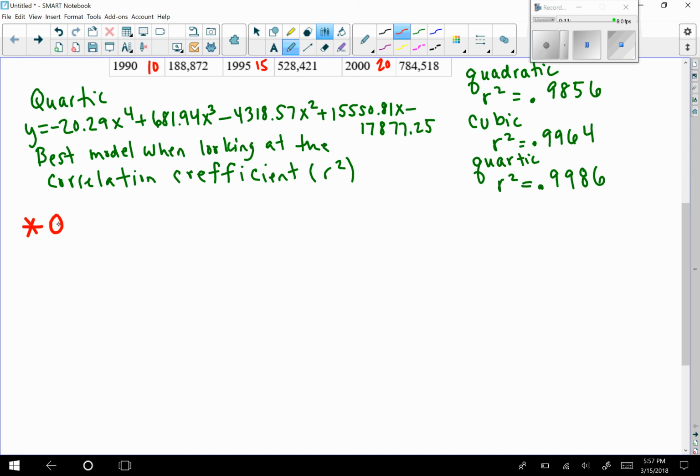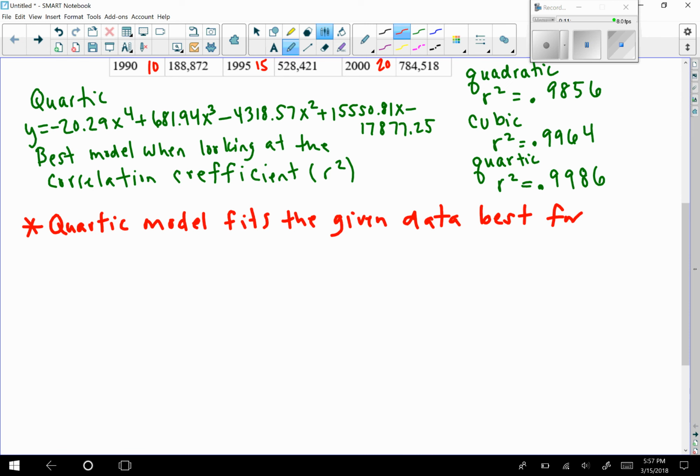So the quartic model fits the given data best for the given years. So for the years that they gave us, quartic is the best.